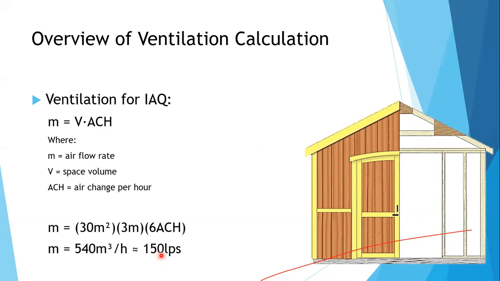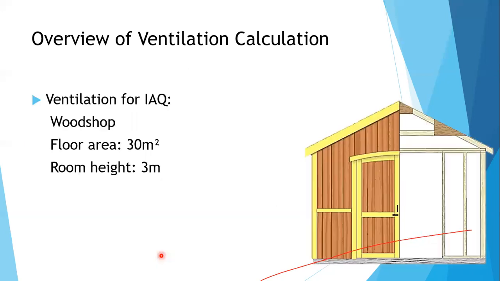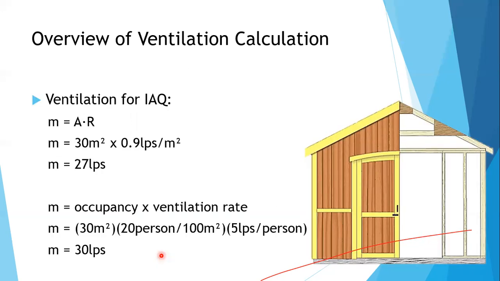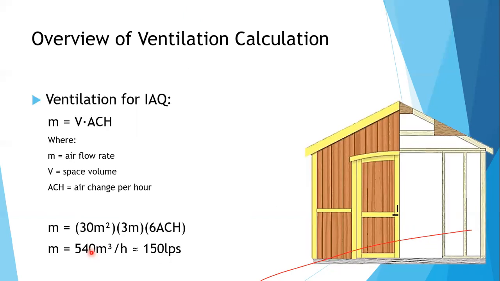You would see that this 150 liters per second is way, way higher than our previous calculations of 27 and 30. So which one are we going to use? Are we going to use this 30 liters per second, or are we going to use this 150 liters per second?